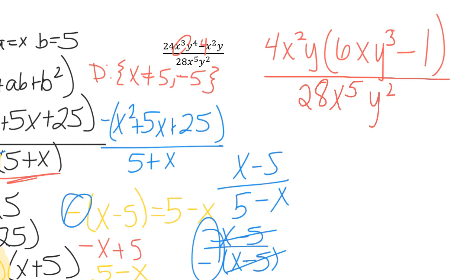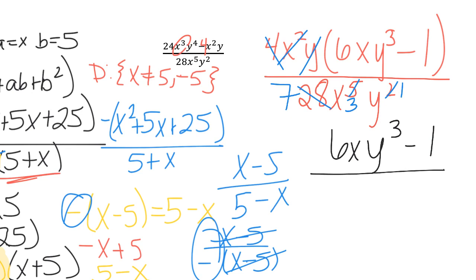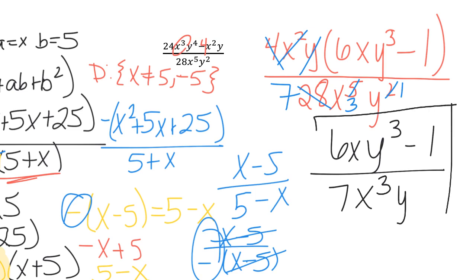Now I can kind of ignore what's inside the parentheses. I can't divide into that, but I can divide what's in front. And what's in front, I can say that 4 goes into 28 7 times. 4 over 28 reduces to 1/7. And 2 of these x's cancel 2 of those x's, which leaves me with 3. And 1 of these y's cancels 1 of those y's and leaves me with 1. So what I'm left with is everything in front cancels. 6xy cubed minus 1 divided by 7. I'm left with x cubed here because 2 of them canceled. And y to the first power because 1 of them canceled. So this is my final answer.